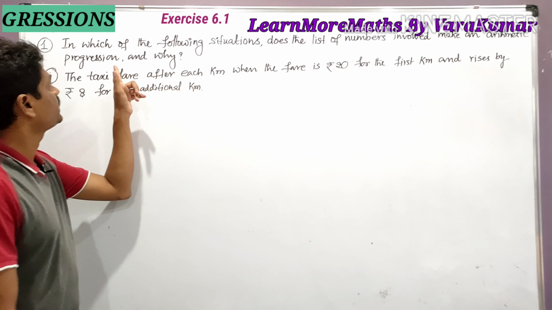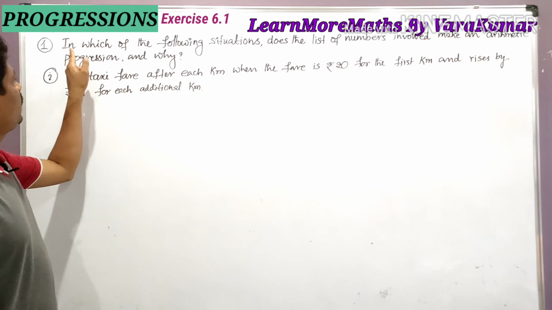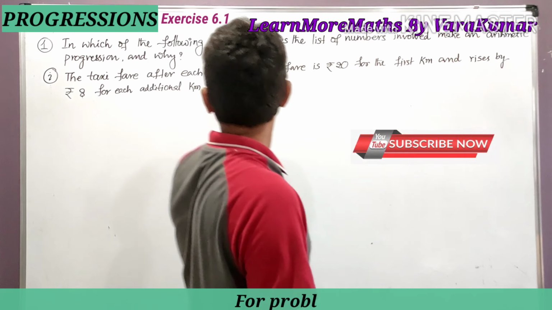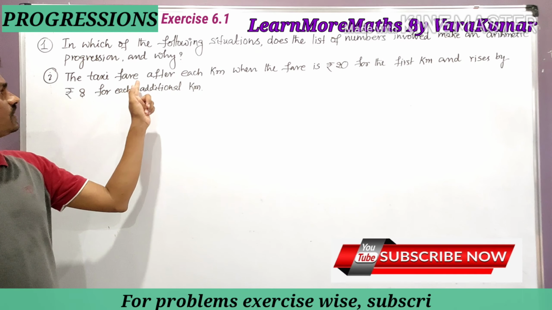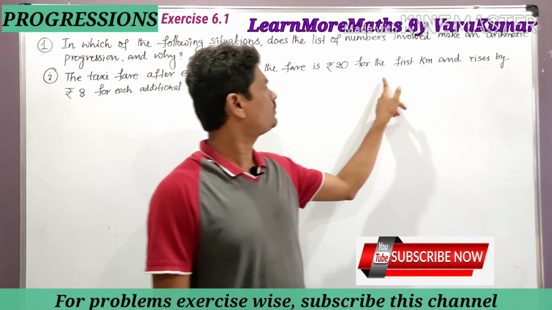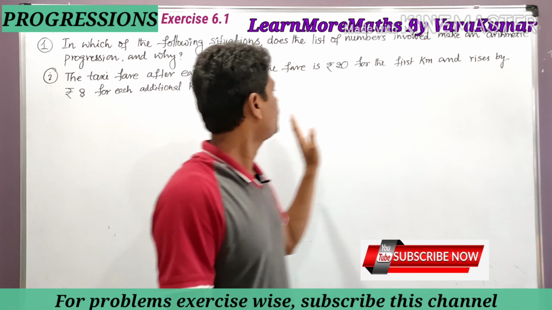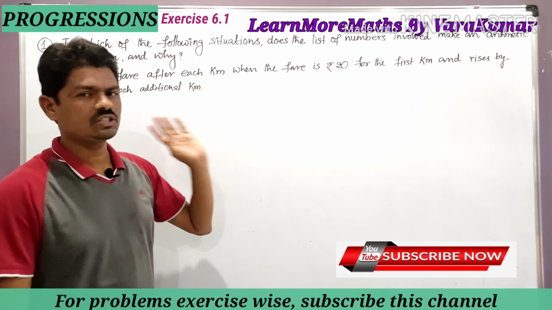6.1, first problem he has given. See student, what he is asking. In which of the following situations does the list of numbers involved make an arithmetic progression and why? So first one, the taxi fare after each kilometer when the fare is rupees 20 for the first kilometer and raises by rupees 8 for each additional kilometer. So this is the situation.